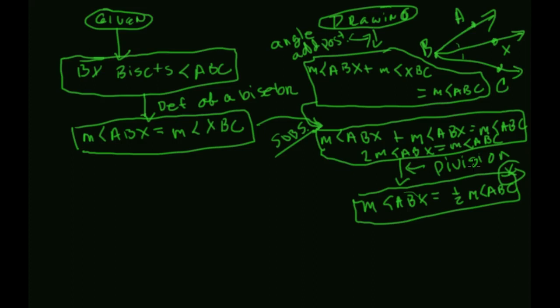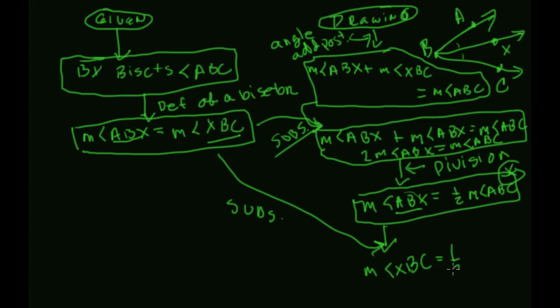Okay, so now I can play a little game here. As I know that ABX is equal to XBC, I can pull these two together using, again, substitution and say now that the measure of angle XBC is 1/2 the measure of angle ABC, which is the other thing that I'm trying to prove.